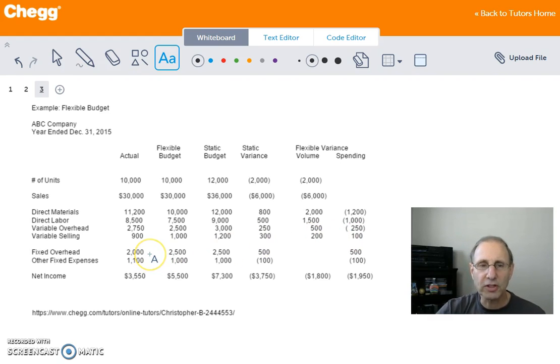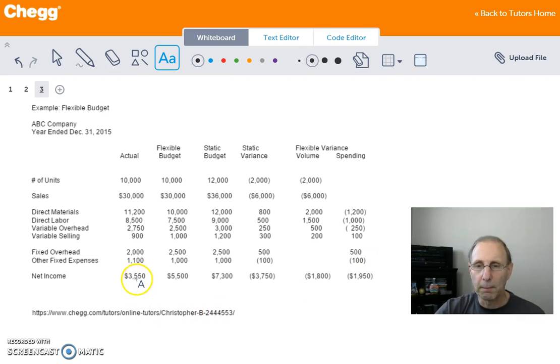Next, we go into our fixed overhead and fixed expense variance analysis, which in this case is all spending. Remember that fixed expenses are constant, so we're comparing our actual level of spending, which should not change with the volume levels, to what our flexible and static budget said. And in this case, with our fixed overhead, we were $500 favorable in spending, but our other fixed expenses were $100 more, which gave us an unfavorable spending variance.